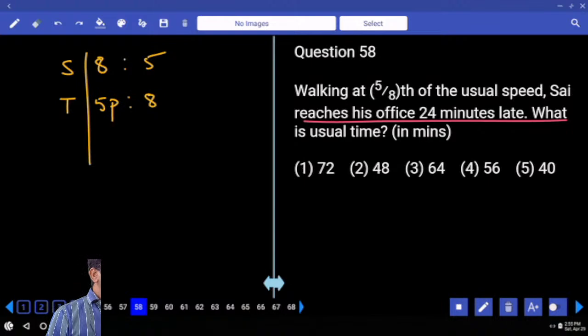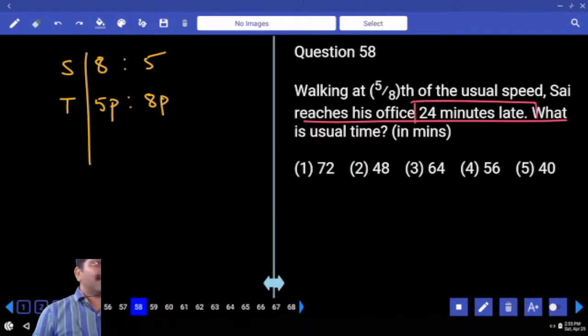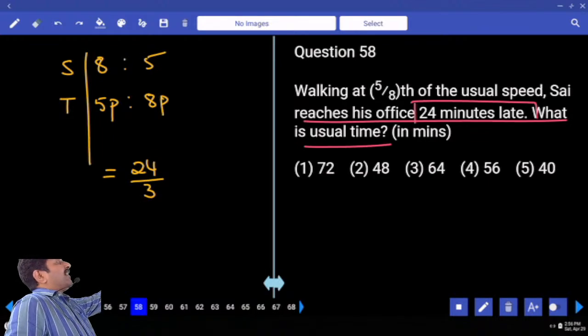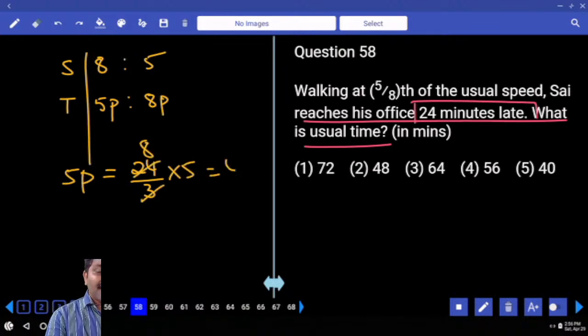Original time 5 parts, now 8 parts, so the extra time is 3 parts, which is 24 minutes. Then 1 part is equal to 24/3 = 8, and the question is usual time only. Usual time is 5 parts, so 5 into 8. Answer: 40.